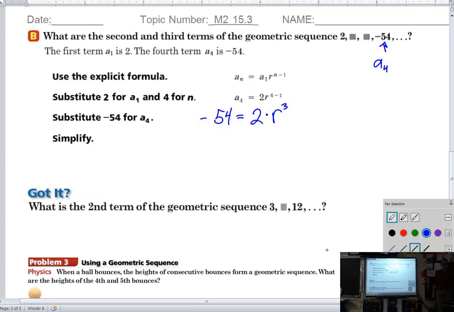What do we do? Divide by 2. We get that R to the third.